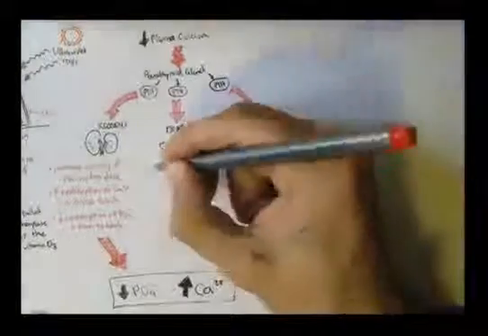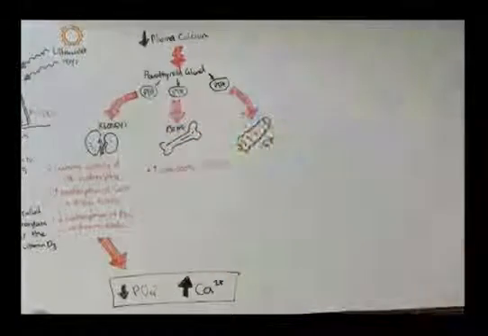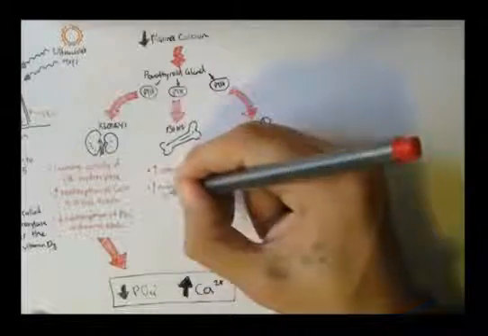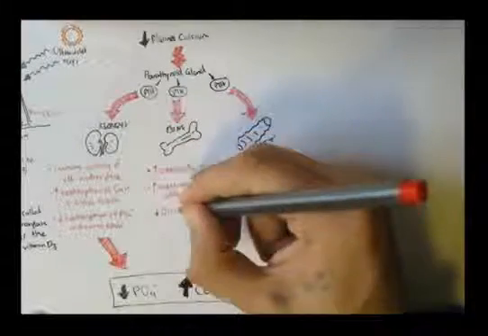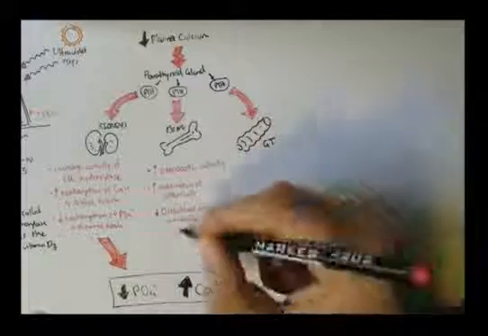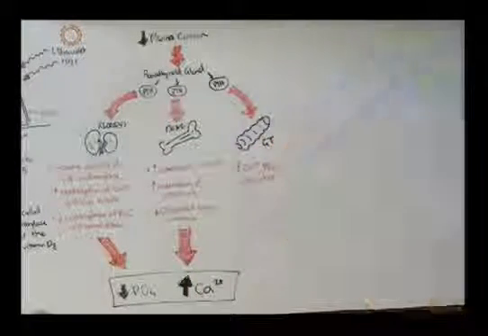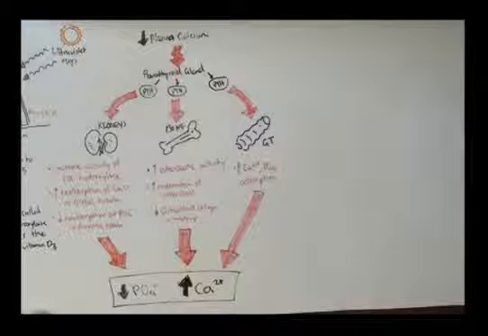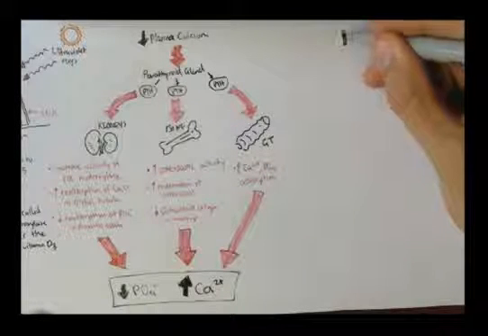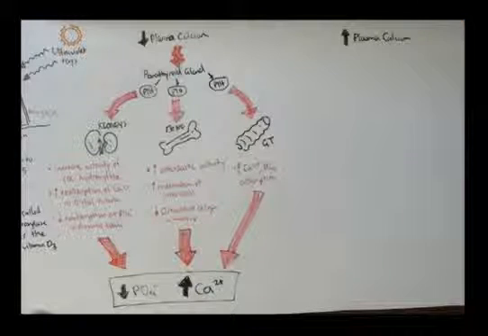Now, parathyroid hormone affecting the bone will cause an increase in osteoclastic activity and an increase in maturation of osteoclasts, but a decrease in osteoblast collagen in matrix, which will essentially again decrease phosphate and increase calcium concentration. In the gastrointestinal tract, it will increase both calcium and phosphate absorption.